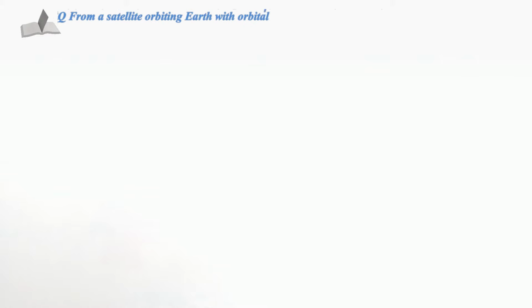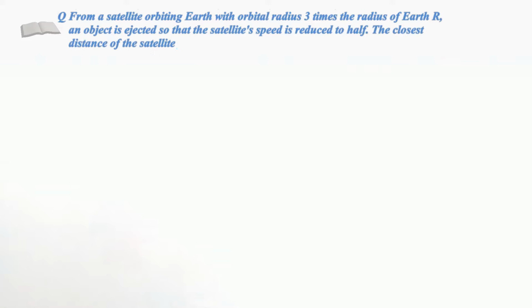From a satellite orbiting Earth with orbital radius 3 times the radius of Earth, R, an object is ejected so that the satellite speed is reduced to half. The closest distance of the satellite from the center of Earth is?